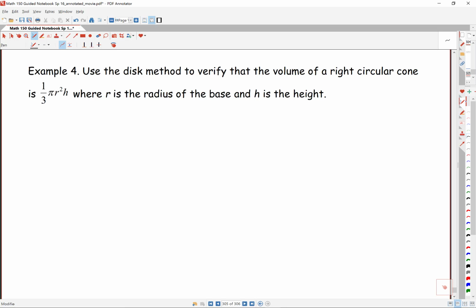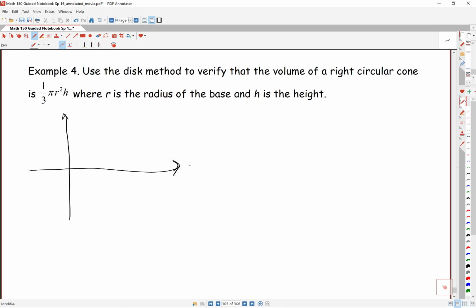Here we go. We want to use the disk method to verify that the volume of a right circular cone is 1/3 pi r squared h, where r is the radius of the base and h is the height. So let's take a look at a picture. Okay, so we can do something like this.